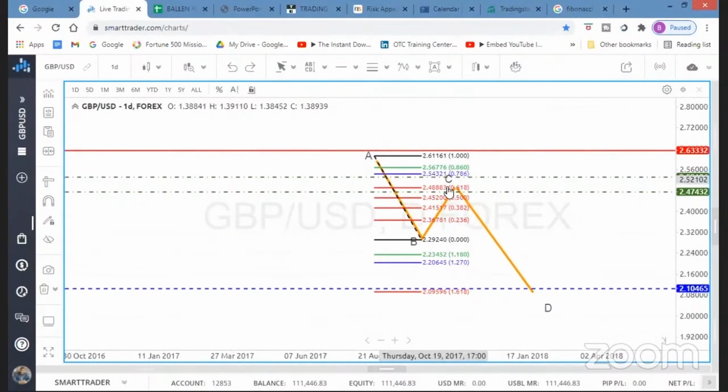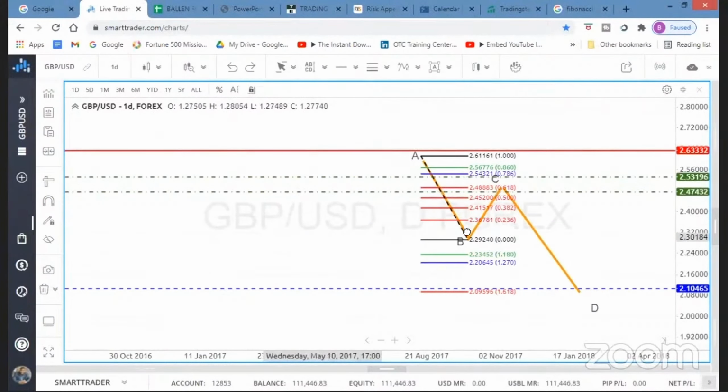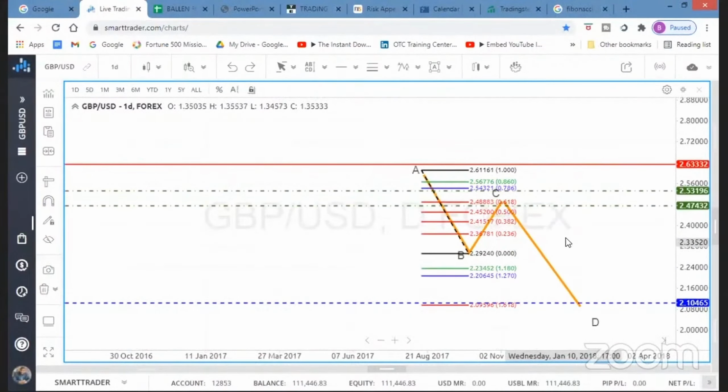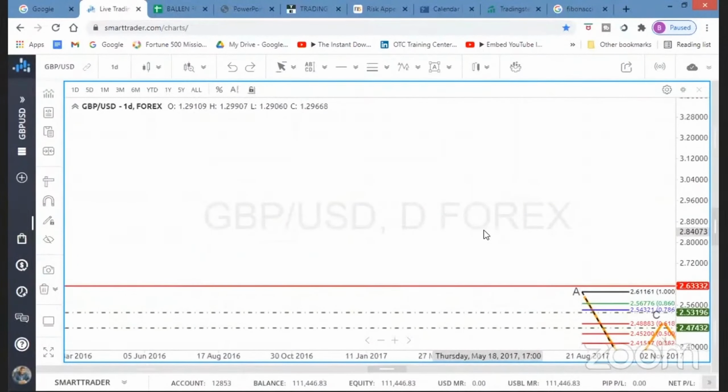Okay? So key zones where we look to enter, either where we're going on an uptrend or a downtrend, the same concept. Why do we take the same approach every single time? Because the market moves in waves and it moves in patterns.